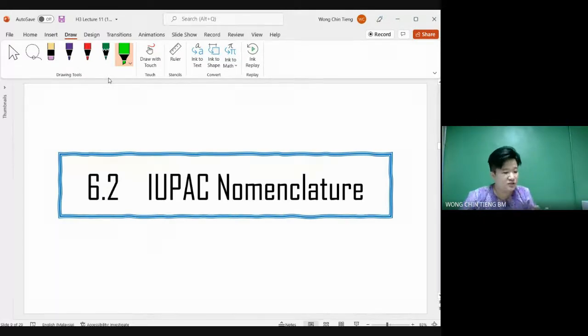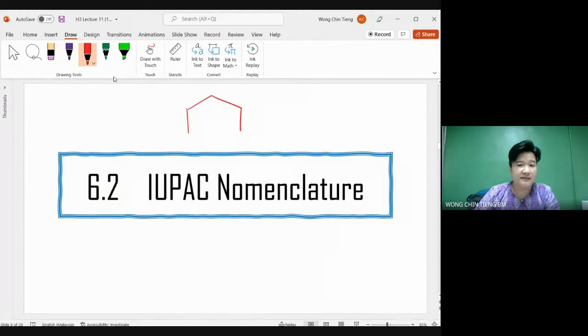IUPAC benzene special sedikit. Dia lain sedikit dengan alkane and alkene dia. Why dia lain? Because I have a benzene ring. Alright. It's not alkane, it's not alkene. Dia tak ada straight chain. Dia adalah benzene ring. So, what is the IUPAC nomenclature that we are going to talk about? We are going to look at benzene ring, but the standard format of IUPAC is still the same.